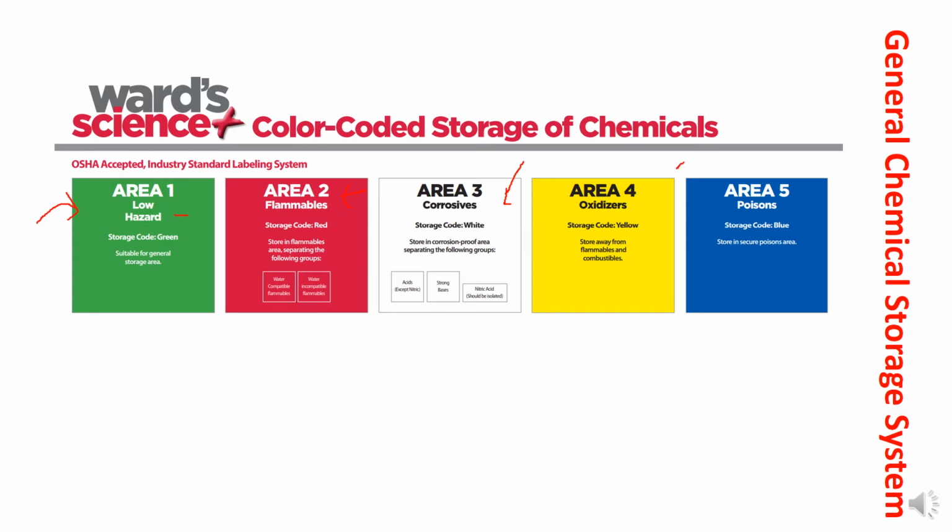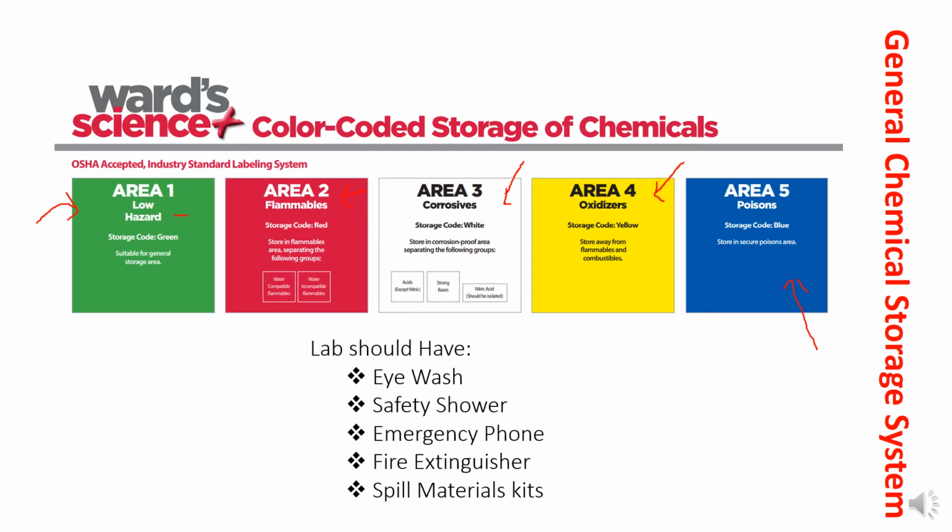Oxidizers always come in yellow, so they fall under area 4, and you can store them in yellow labeled cabinets. The blue falls into area number 5, poisonous materials. In this way, according to the nature of the chemicals, we can distribute them into particular areas according to their properties. And of course, we remind you that each lab facility is equipped with an eye washer, safety shower, emergency phone, fire extinguisher numbers and spill material kits.